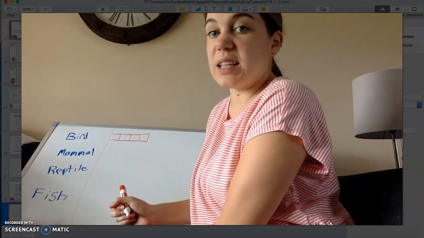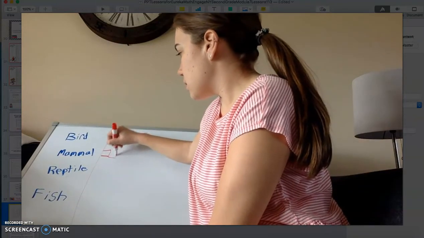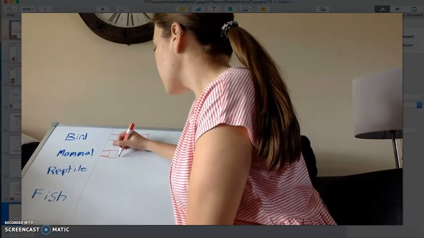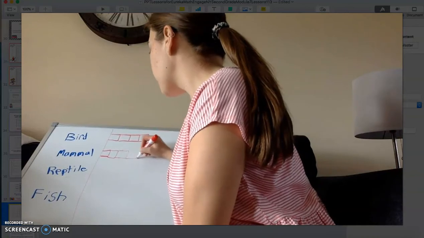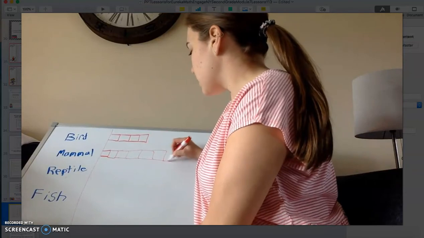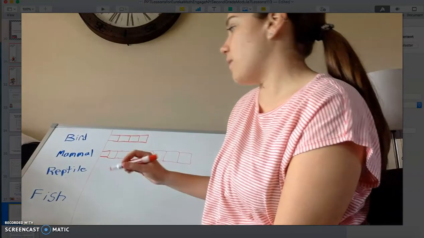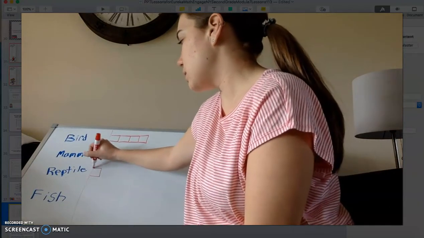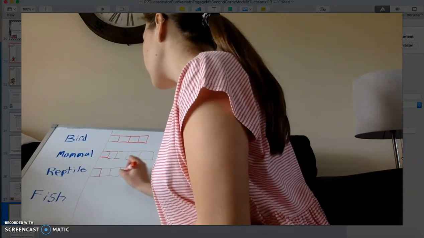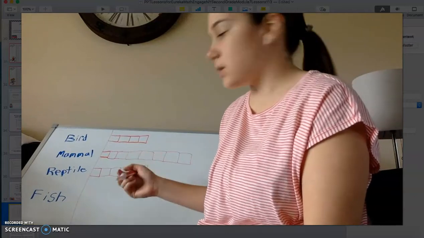A mammal has 8. So 1, 2, 3, 4, 5, 6, 7, 8. A reptile has 5. So 1, 2, 3, 4, 5. And a fish only has 3.